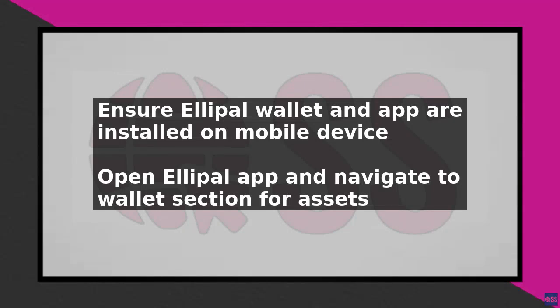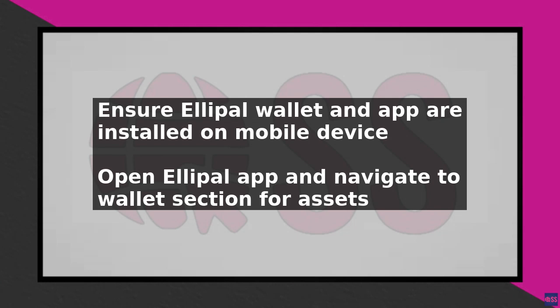To send crypto from Ellipal, start by ensuring you have the Ellipal wallet and the Ellipal app installed on your mobile device. Open the Ellipal app and navigate to the wallet section where you will see a list of your cryptocurrency assets. Select the cryptocurrency you want to send and click on the Send button.